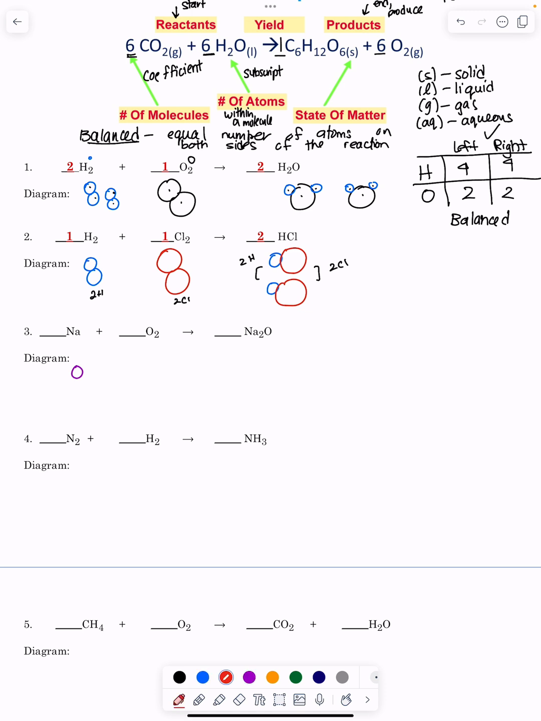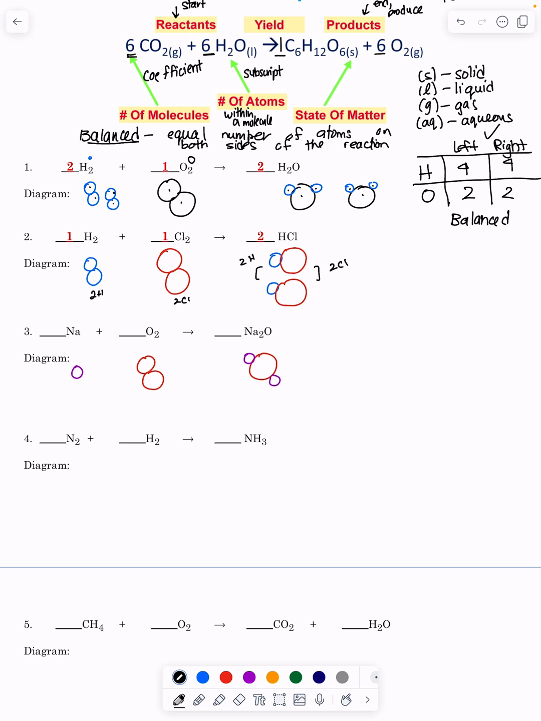I'll make O2 two connected red circles, because it's each O. And then I get Na2O. So that's one O with two NAs. Now we're going to begin to balance this equation. The way that we balance is by adding particles to the side that is missing or lacking and continuing to do that back and forth.